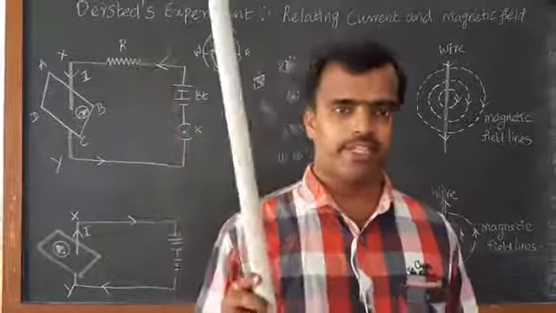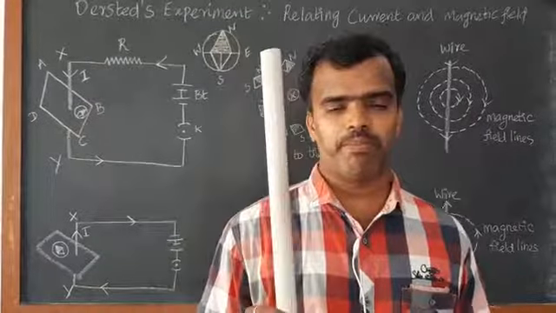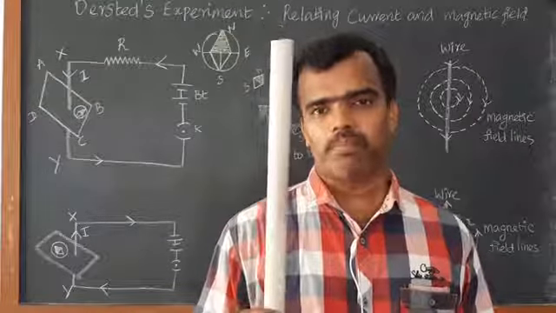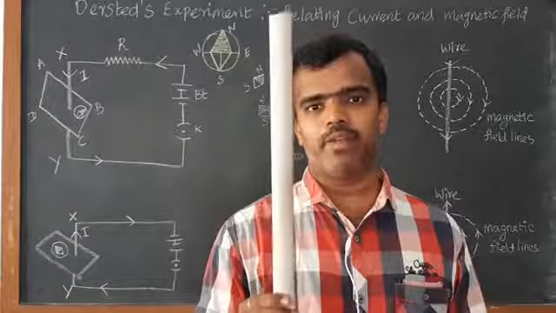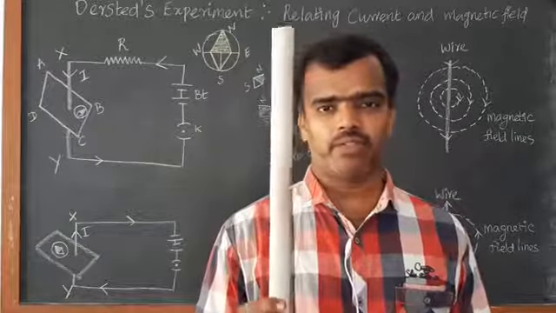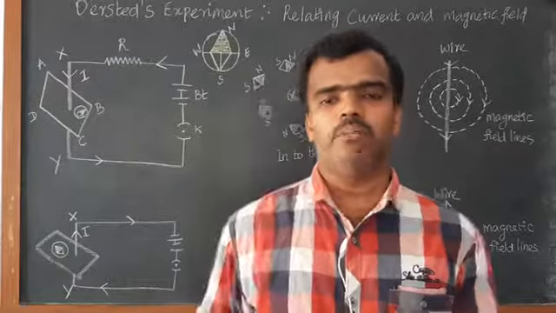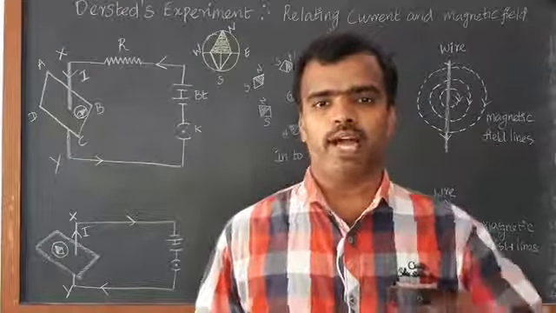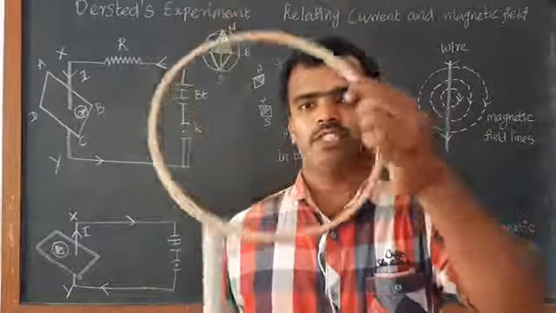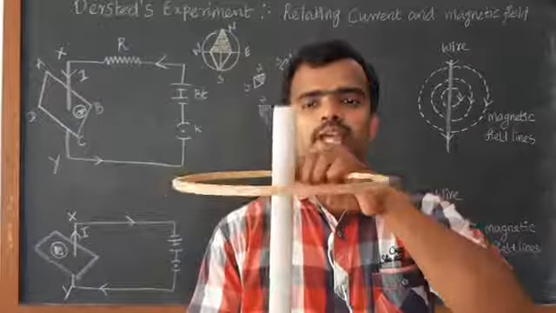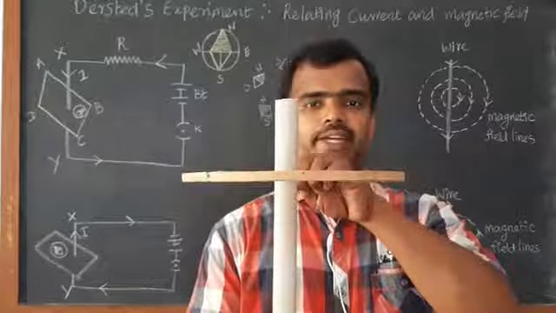Assume that this PVC pipe is a conductor. For this conductor I am going to apply some current through some voltage. So, the current is passing now. Now, the magnetic field will be produced like that. So, this is the magnetic field which is exactly perpendicular to the current direction.